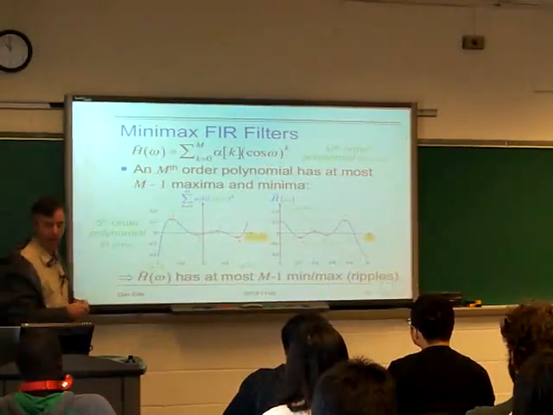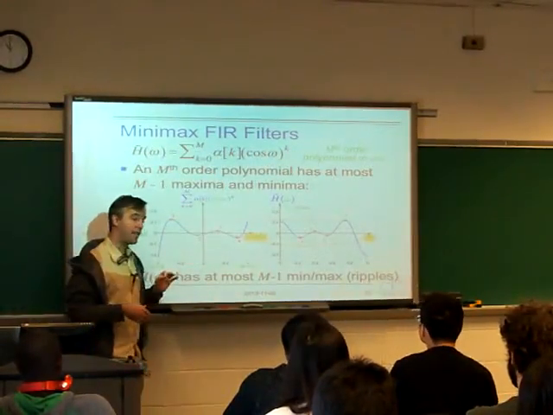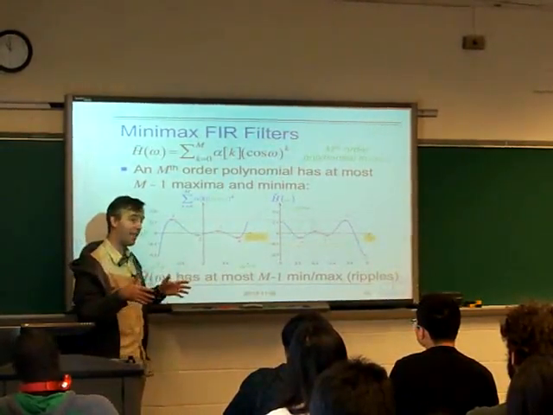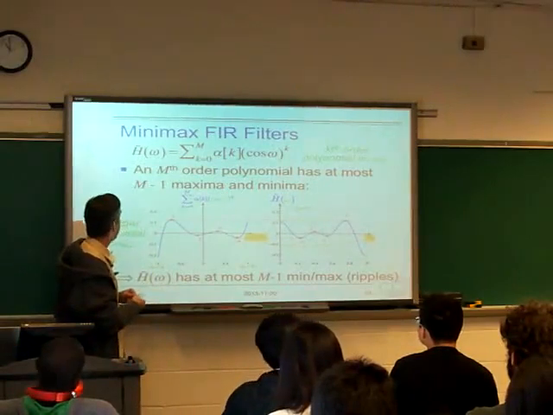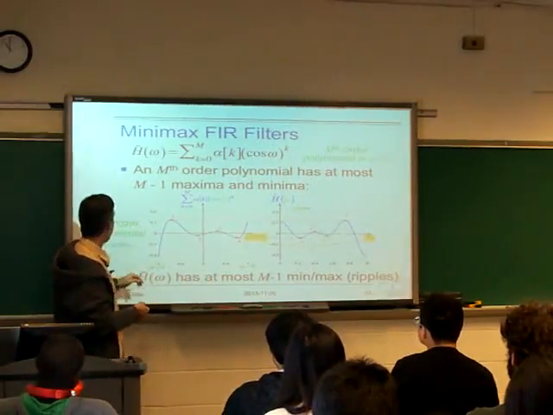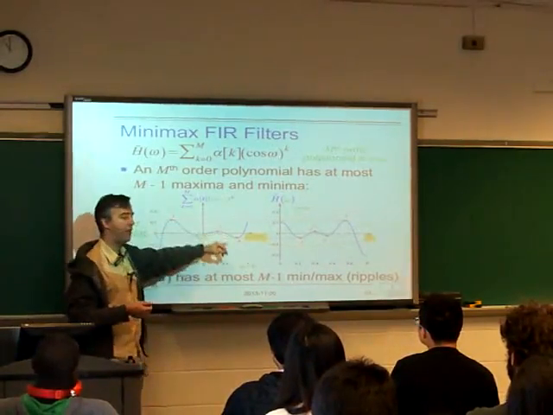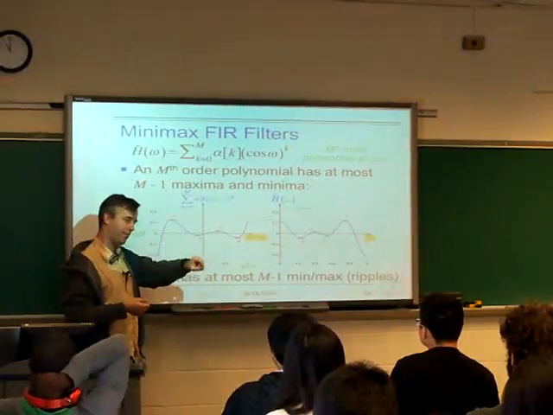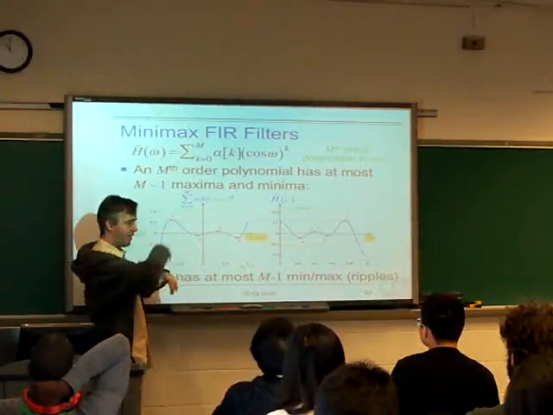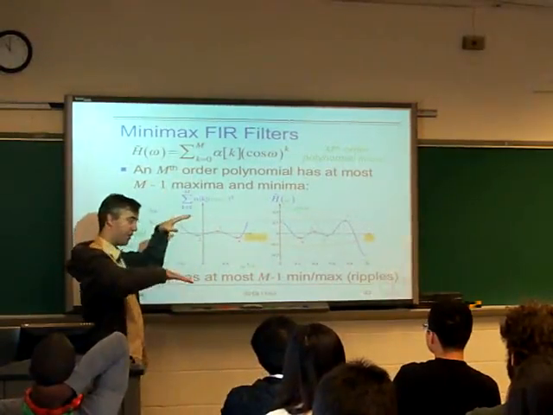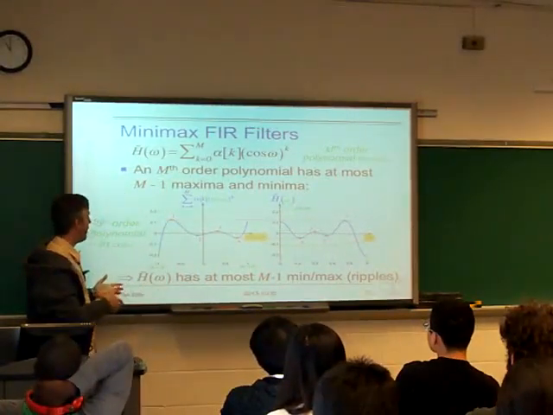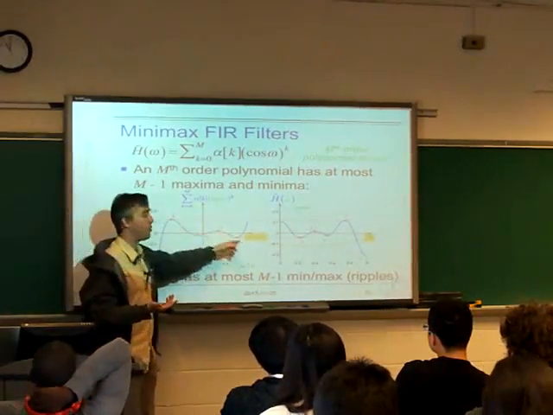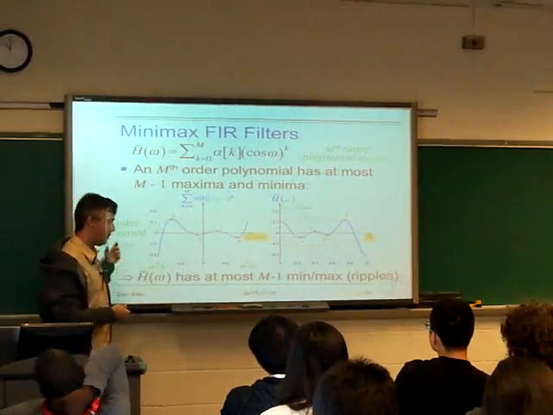Now, why is that interesting? Well, because if we know that something is a kth order polynomial, we know about how many points of inflection it can have. A fifth order polynomial can only have up to 4 points of inflection. A quadratic only has 1 point of zero derivative. A cubic can have up to 2. So for nth order, you have at most n minus 1 maxima or minima.